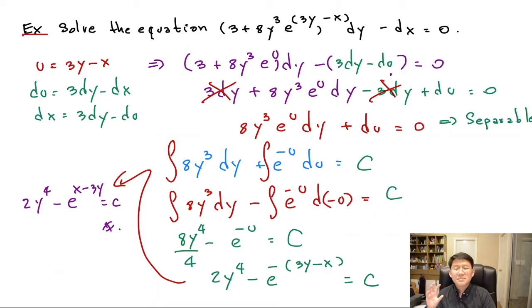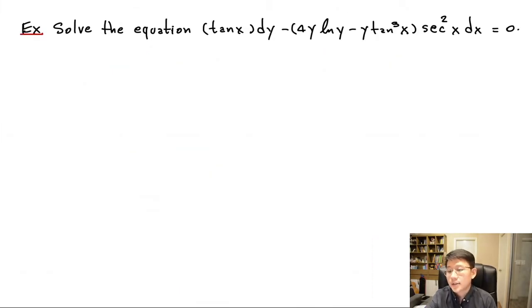But the tricky part is to see that if you let u be 3y minus x, you would get a separable equation. And that's tricky. How do I know that? How do you know that? You need to do lots of exercises, and then you see what is the right substitution. Cool. Let's look at another example.